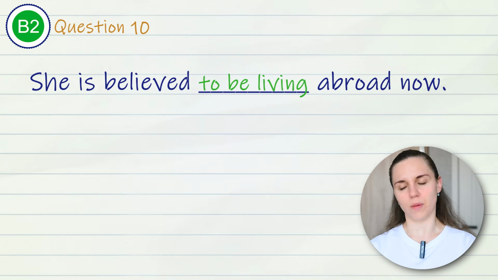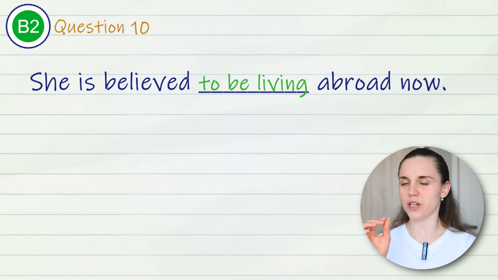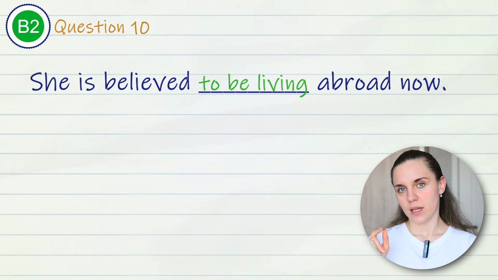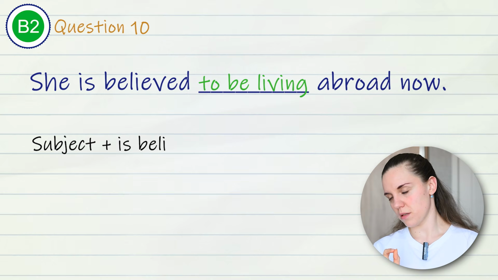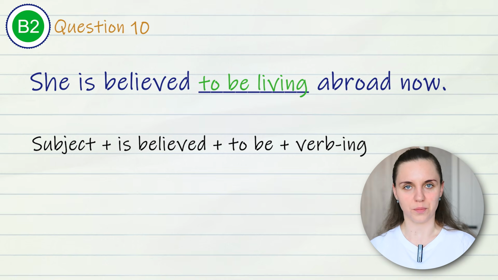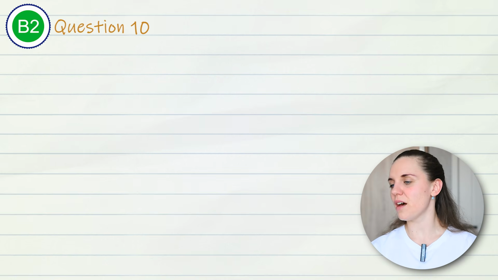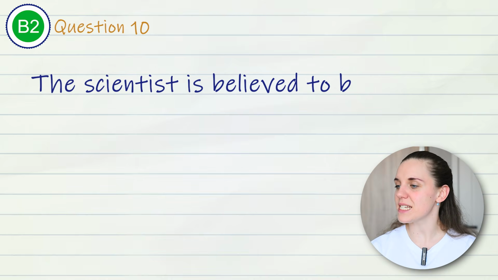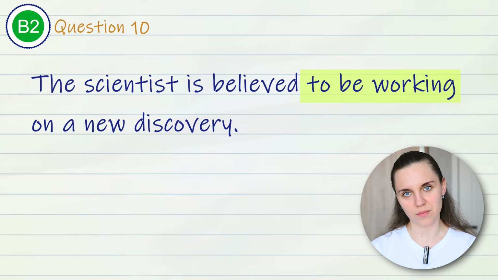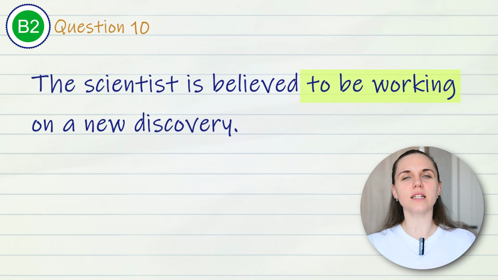Why, you may ask? So the structure is very common in formal English. Subject plus is believed, plus to be, plus verb with ing ending. Another example for you. The scientist is believed to be working on a new discovery. And that's it.